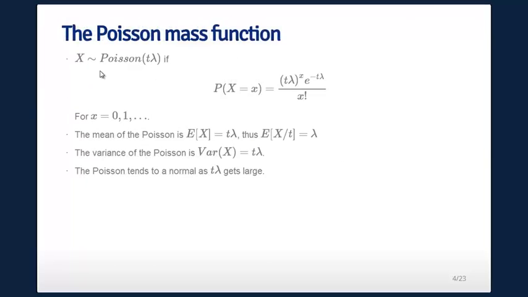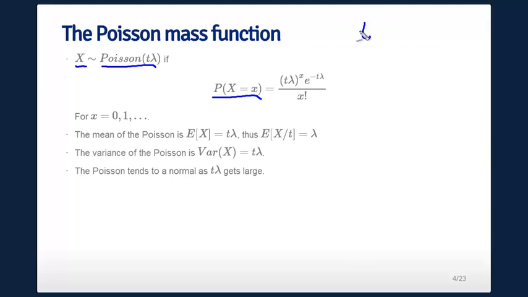So hopefully everyone's had the inference class or is taking the inference class at the same time. But if not, let me just give you a couple of quick things about the Poisson mass function. So we say a random variable x is Poisson(t lambda) if the probability that x takes on a specific value is (t lambda)^x e^(-t lambda) over x factorial, for x a count starting at 0 and going to infinity.